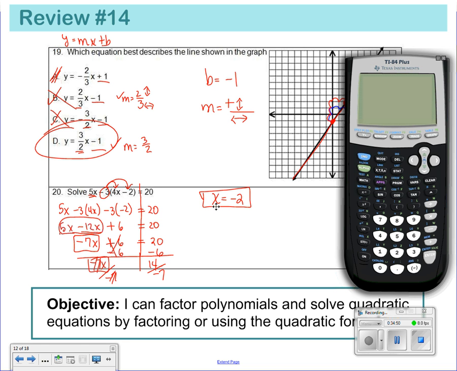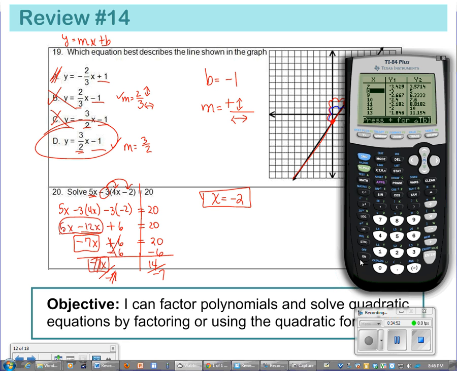Again, I could check that by plugging that back into my equation. Everywhere I see an x, I'm going to put in a negative 2. So 5 times a negative 2, put in parentheses, I have minus 3. Open up my parentheses, we have 4, and then it's going to be multiplied times a negative 2, and then minus 2. That's just the left-hand side. I'm going to press enter and see if I come up with 20. I sure did. This is a true statement, and so the solution is x equals negative 2.